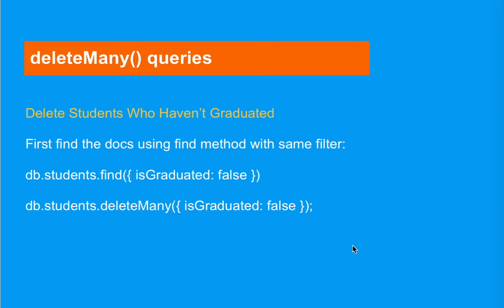For that we will be using the find command, and inside that you pass the same condition, that is isGraduated should be false, and then use the delete command db.students.deleteMany and pass the condition isGraduated equal to false. So this will delete all the student records who are not graduated.